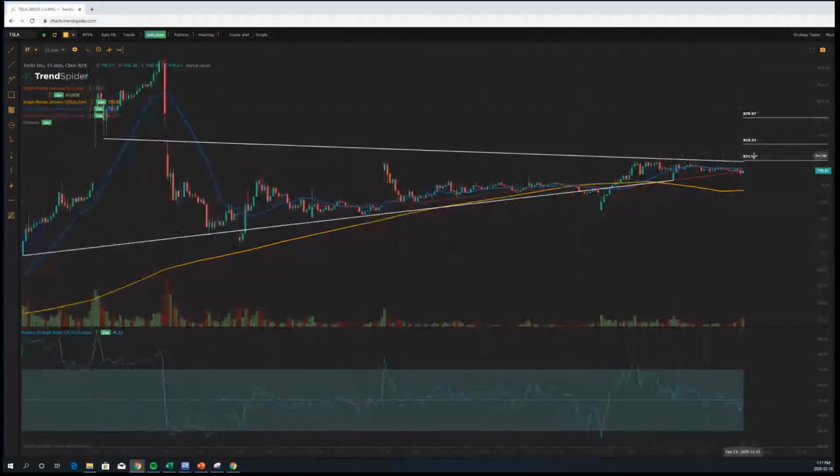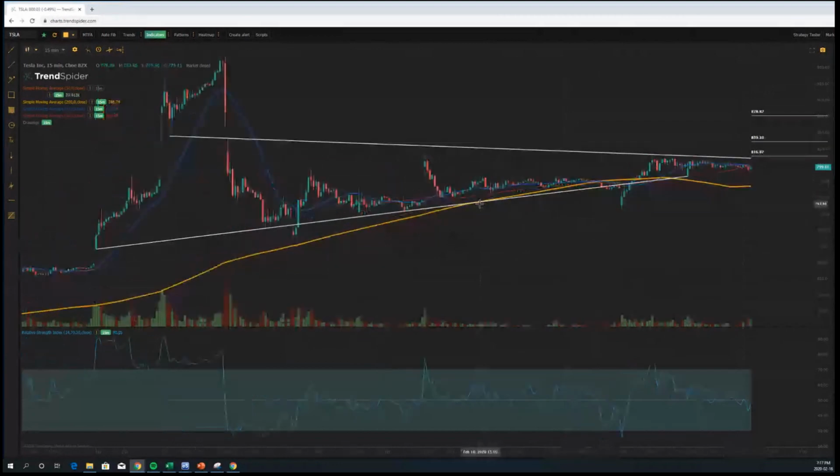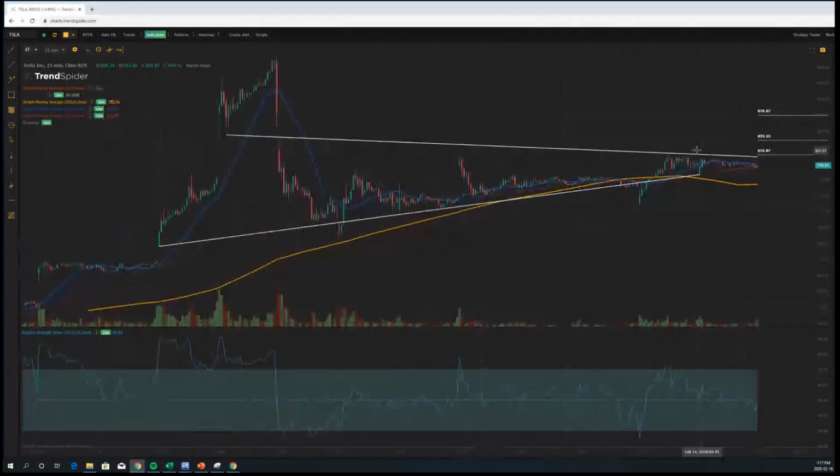So above 820, or say 816, you get long, kind of front-run it a little bit. Then your first target would probably be 840, and then 880 into 900 would be your final targets. Tesla does look good, so just keep your eye on that 815 to 820 mark.